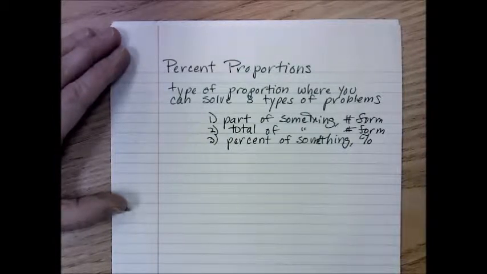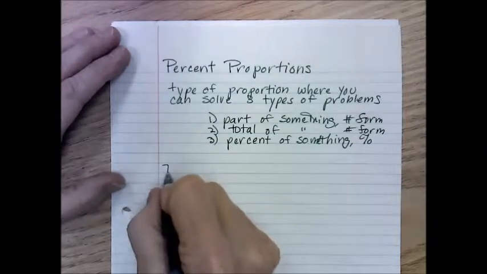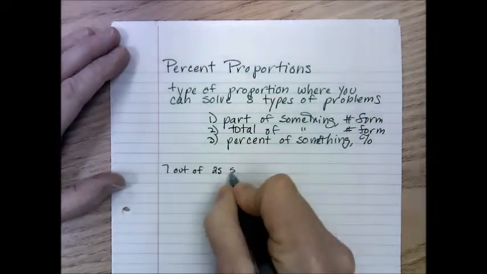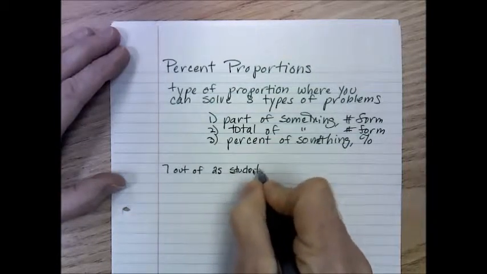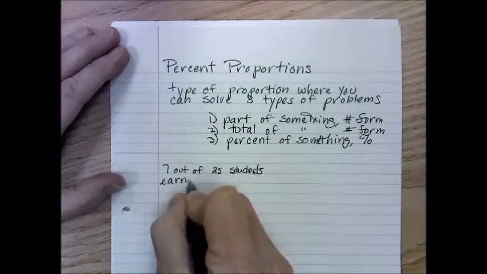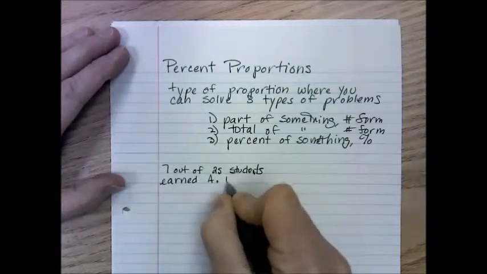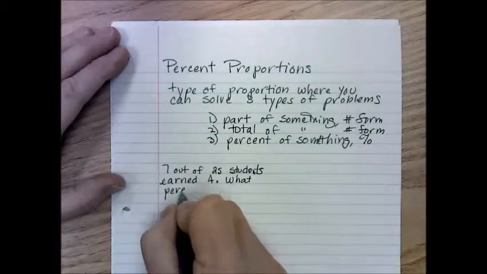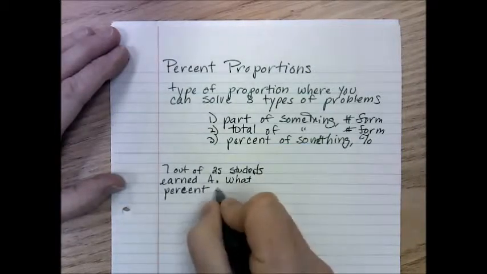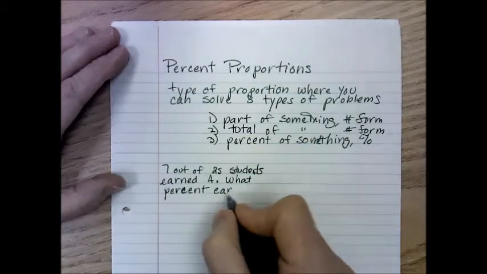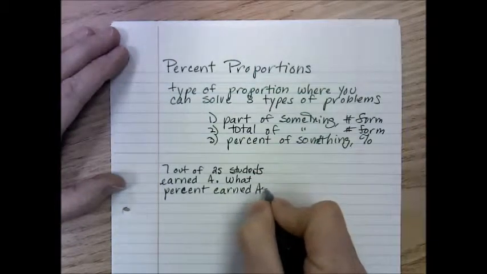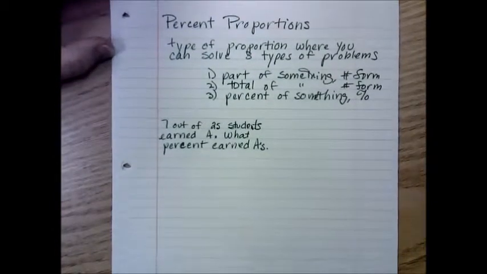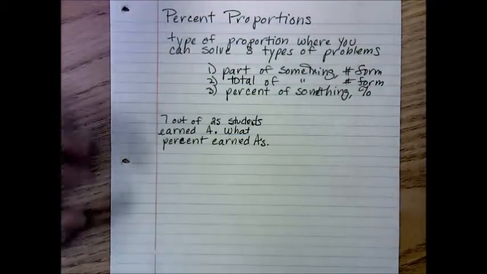All right, so let's go ahead and do a couple of examples. Let's say for the first one I have 7 out of 25 students earned A's. So let's find out what percent earned A's. The easiest thing to do is always set up your ratios in proportion form first.